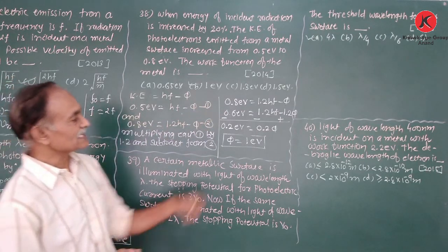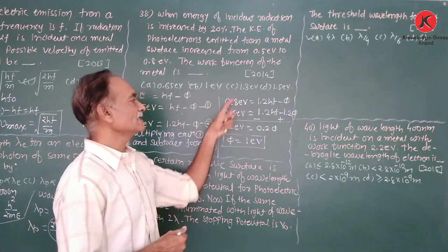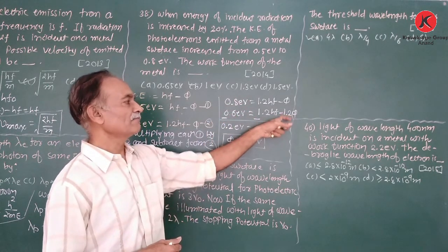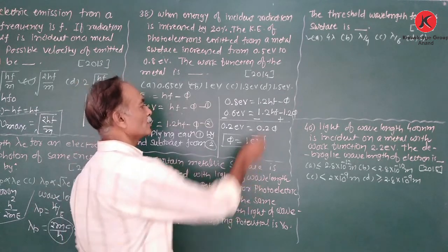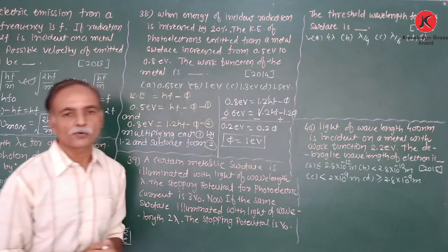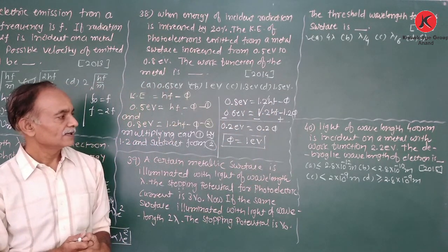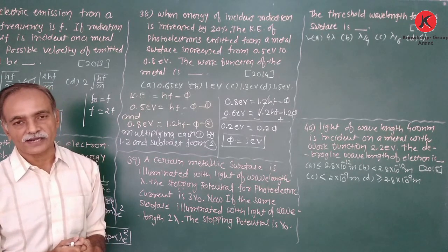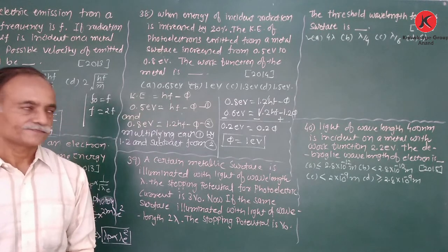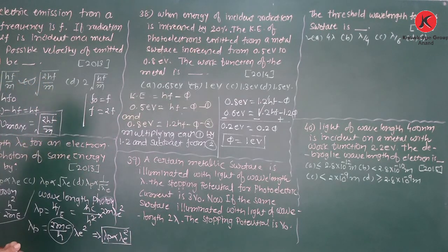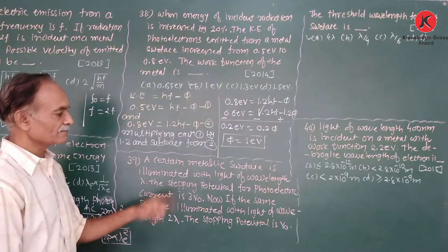We are making the subtraction of these two equations. Therefore, minus, minus, minus, plus. Therefore, 0.2 electron volt is equal to 0.2 phi. Therefore, work function phi is equal to 1 electron volt. Clear? Okay. Now the next is also asked in 2015.